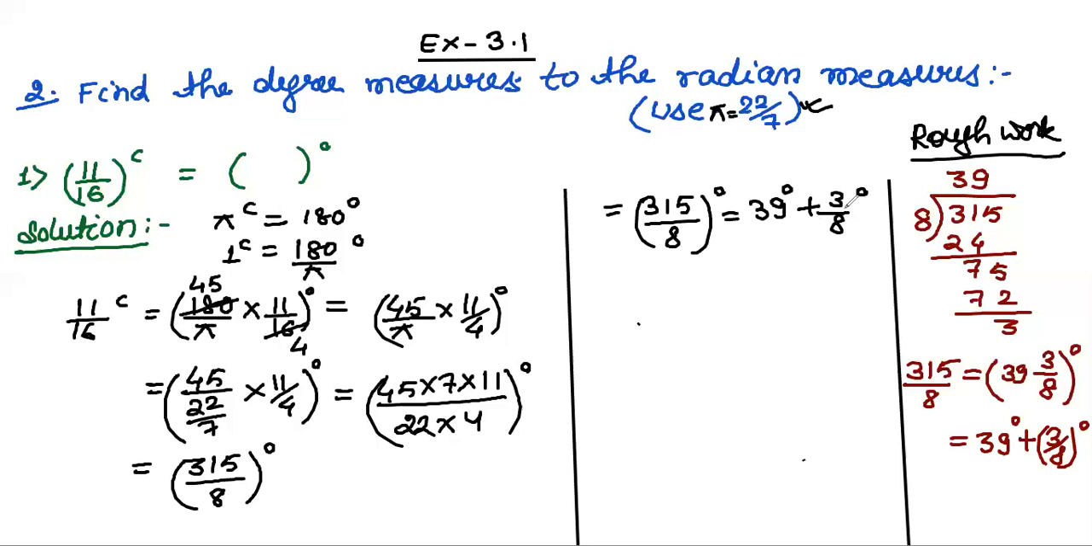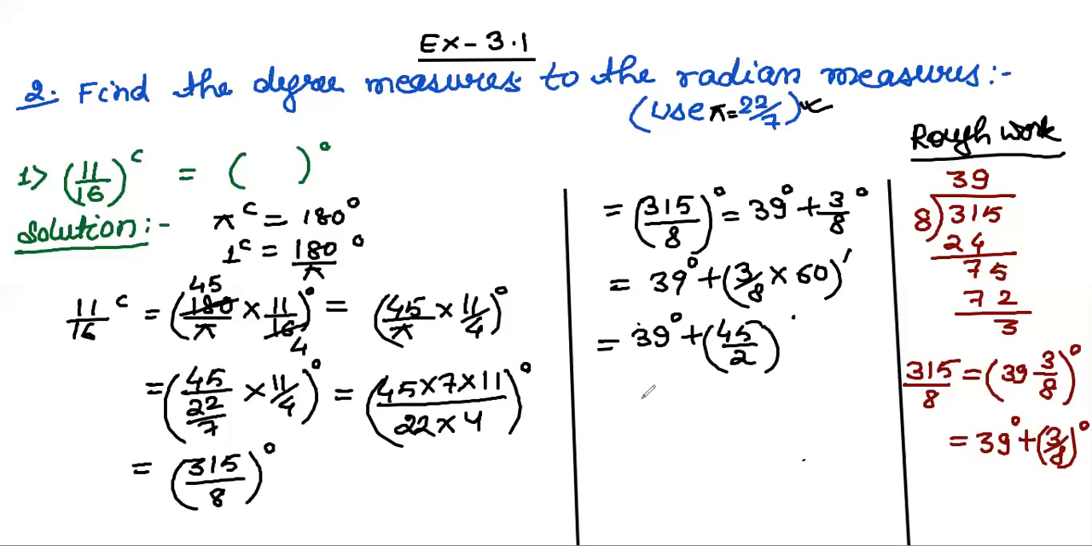Now we have to convert this fraction part into minutes. So we know that whenever we have to convert, we can multiply it by 60, because 60 minutes equals 1 degree. So we'll write it like that, 39 degree plus 3 by 8 into 60. Now it will be in minutes. So 39 degree plus, it will be 45 by 2 minutes.